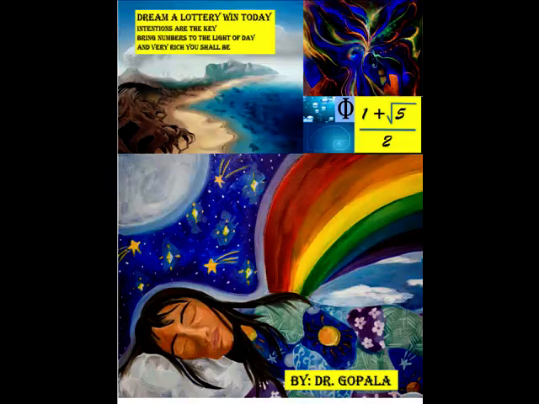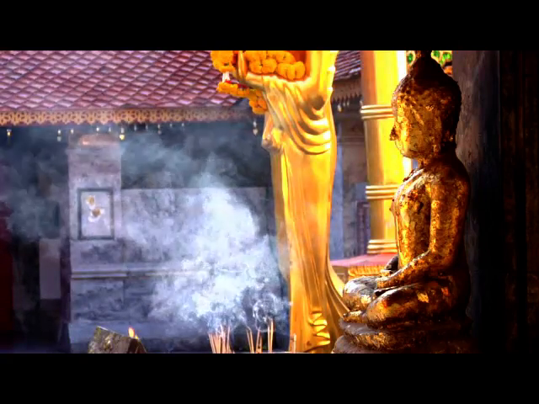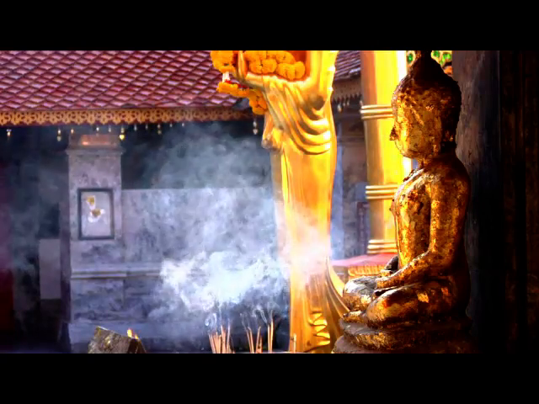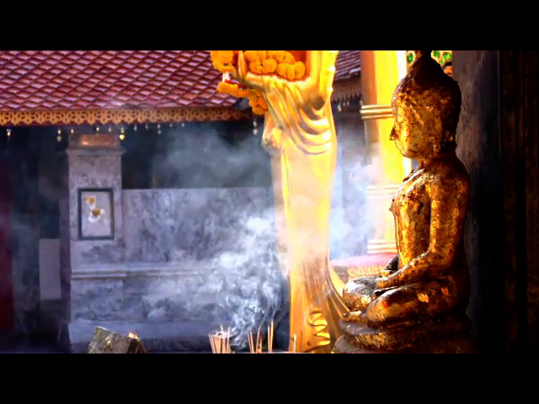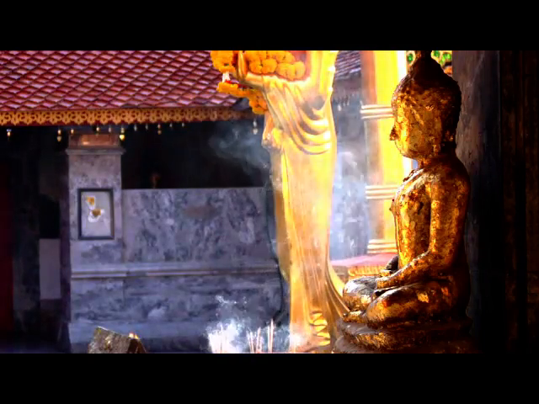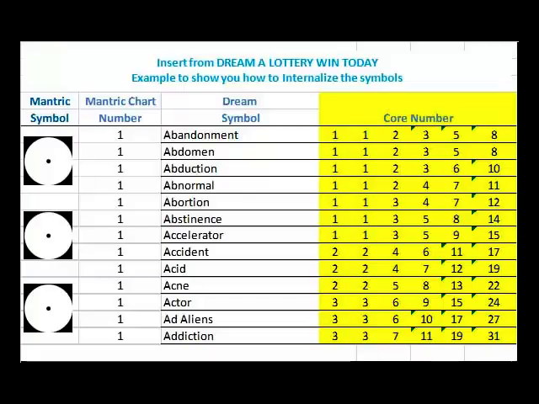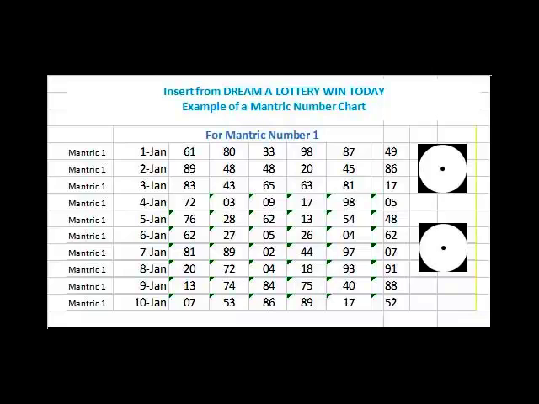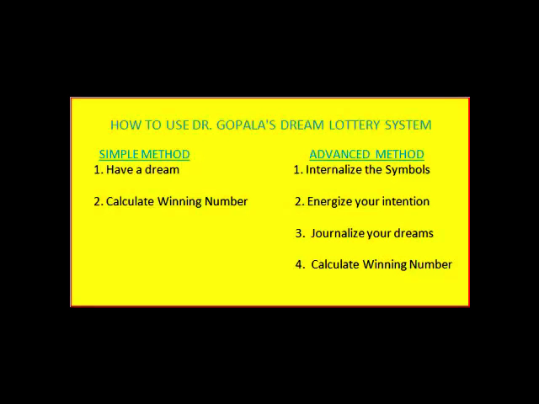Dr. Gobala's Dream Lottery system, described in his best-selling dream book, Dream a Lottery, Win Today, is comprised of two sets of charts, which are used to calculate the winning lottery number based on your dream. The two sets of charts are the core number chart and the metric number charts. The system allows you to use two methods, the simple method and an advanced method.